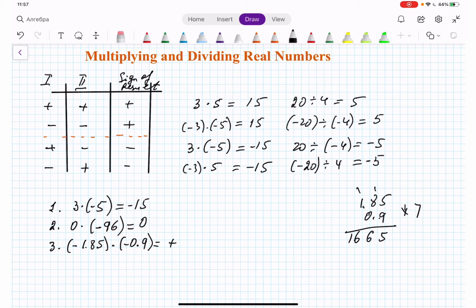And in total we have 1, 2, and here is 3 decimals. So 1665 at the end will be my digits. Moving back by 3 positions, 1, 2, 3. And the answer is going to be 1.665. Okay?